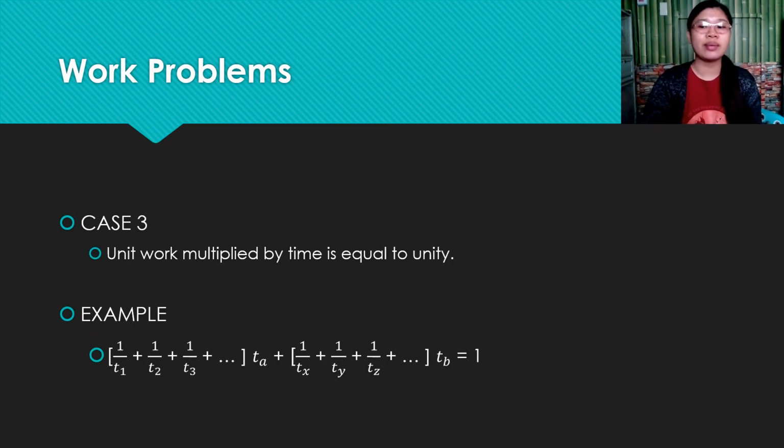Next, we have case number 3. Unit work multiplied by time is equal to unity. So we have here 1 over T1 plus 1 over T2 plus 1 over T3 multiplied by TA, and then plus 1 over Tx plus 1 over Ty plus 1 over Tz multiplied by Tb is equal to 1. Wherein Ta is the time where 1, 2, and 3 work together. And then Tb is the time where X, Y, Z work together.